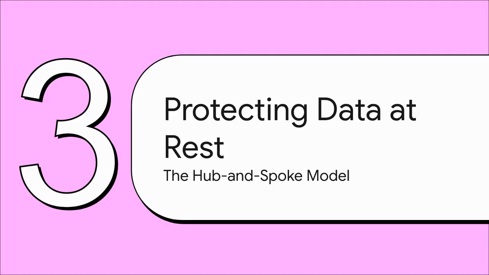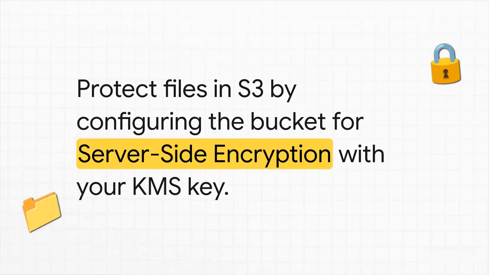All right, let's put this key master idea into practice. We're going to see how it applies to protecting data at rest. You know, the data that's just sitting there in your storage. And we'll use a simple hub and spoke model. KMS is our central hub, and all the other AWS services are the spokes that connect right into it. So, our first spoke, Amazon S3. To protect all the files in a bucket, you literally just flip a switch for server-side encryption and point it to your KMS key. That's it.